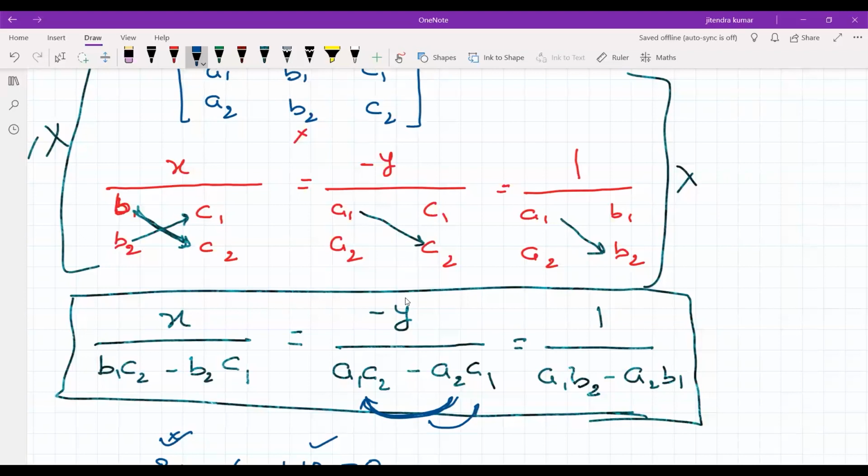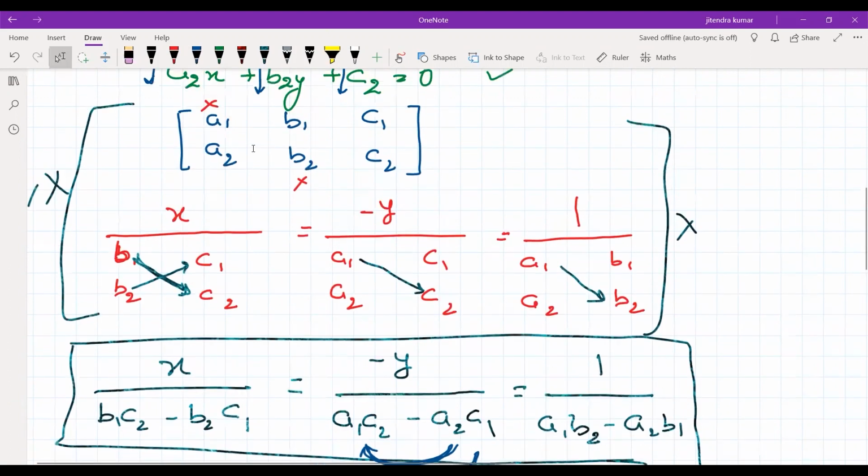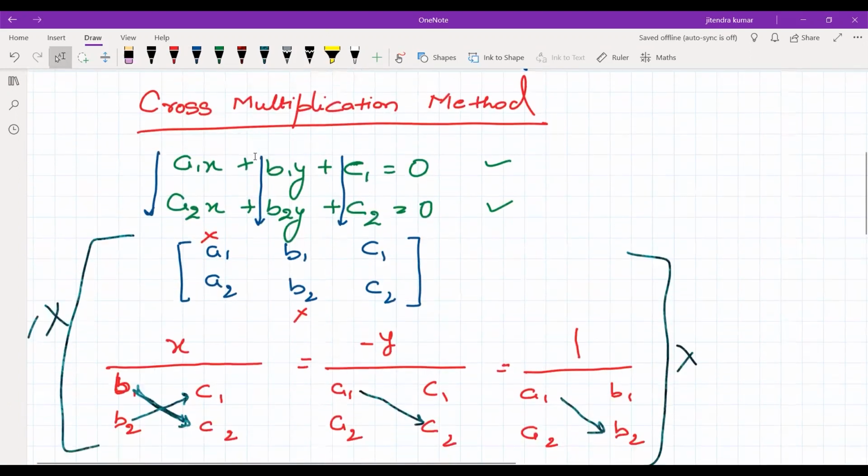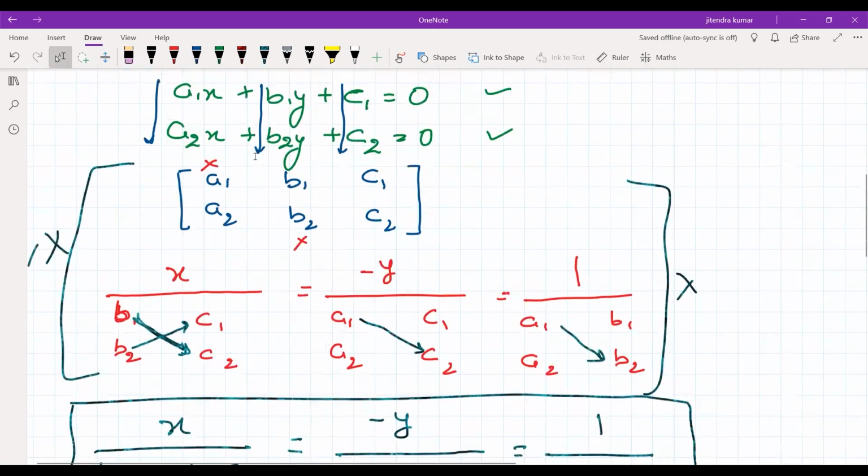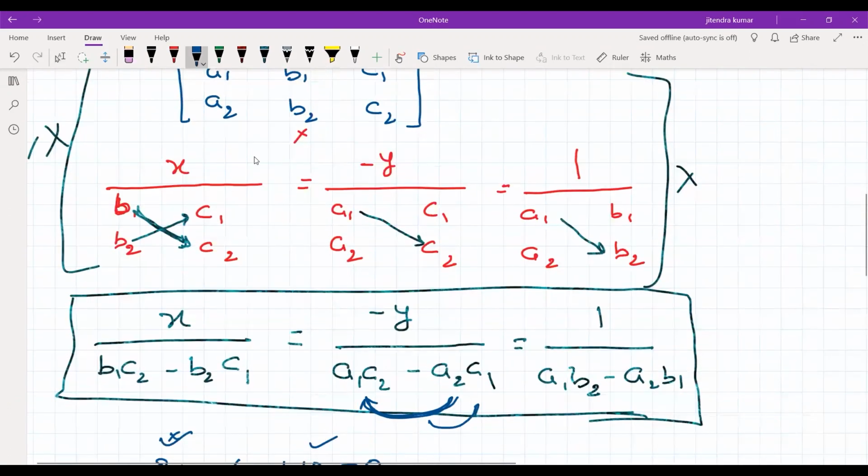So that is the same thing. If you don't write minus y here, then you have to reverse them. Let a2 into c1 come first, minus a1 into c2. So you will have to take care of this then. But I am using this trick because I don't want to make any mistake. That is why I'm taking minus y here.